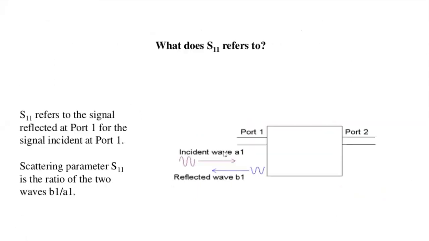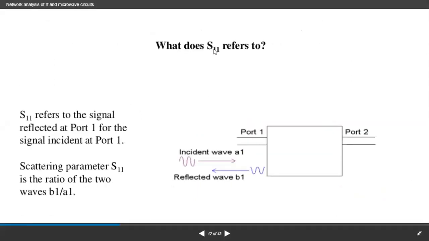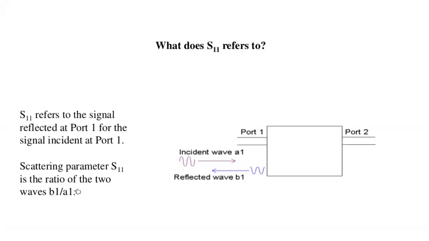So here, what S11 refers to, I've told you already what is Sij or S1n, S2n. S11 refers to the signal reflected at port 1 for the signal incident at port 1. So the signal is reflected at port 1, and the signal is also incident at port 1, that is S11. The scattering parameter S11 is the ratio of 2 waves, that is B1 by A1, which is the definition of S11.